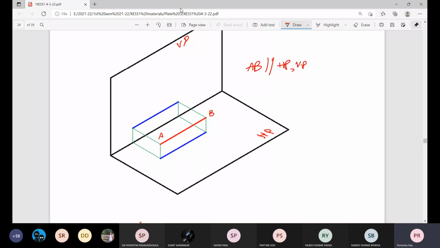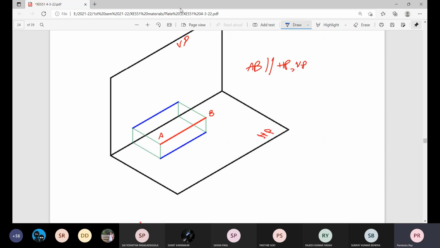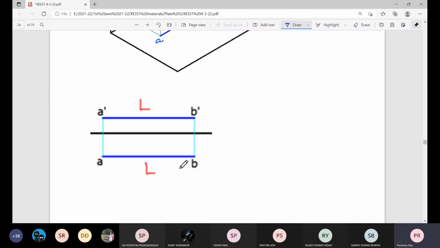Now what about the projection? Projections will be, as usual, the plan small a small b, elevation A prime B prime. Okay, remembered? Any trouble there? No, sir. Okay, now we do not represent this drawing in this form in 3D manner. This is the formal way according to this subject. So naturally we need to remember this grammar like every new subject.